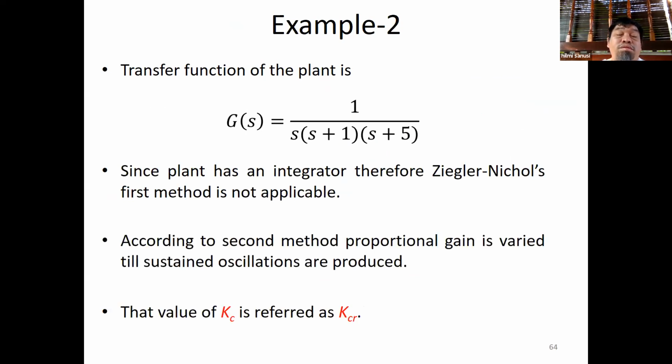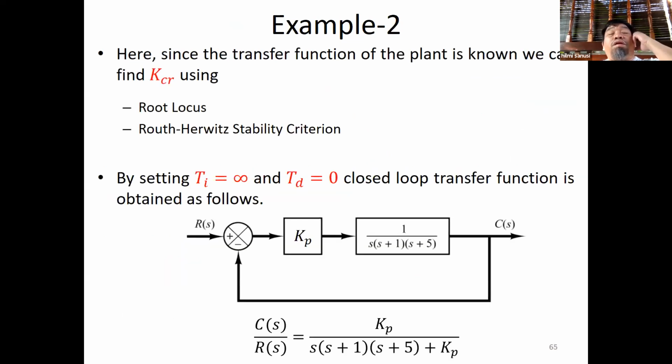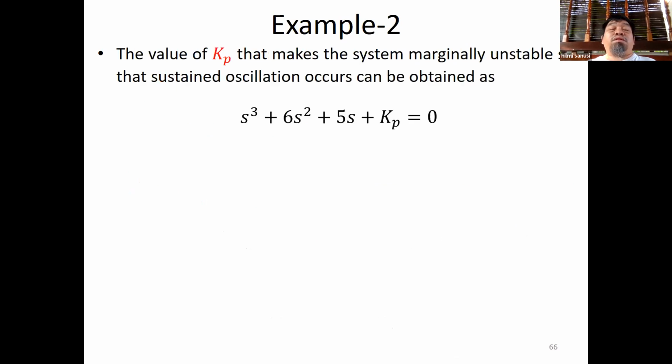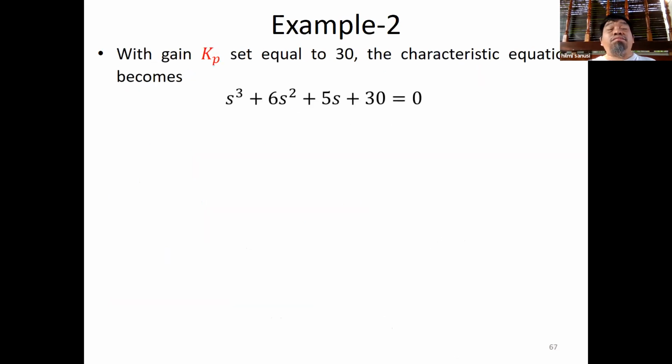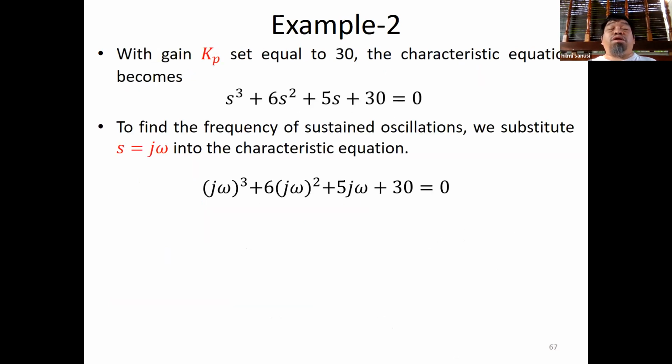So you get your critical gain. To get the critical gain, you can use root locus, you can use the root criterion. And then you just drag this thing. So this is another example. Use the root criterion to get your Kp, your critical gain. Same thing. So once you get your Kp, then you put your Kp in here, then you will get your j omega.